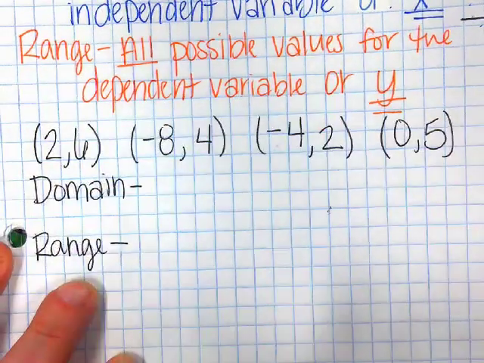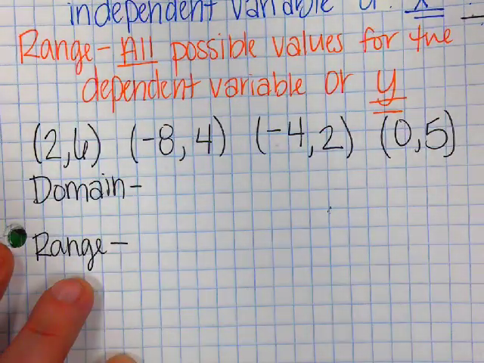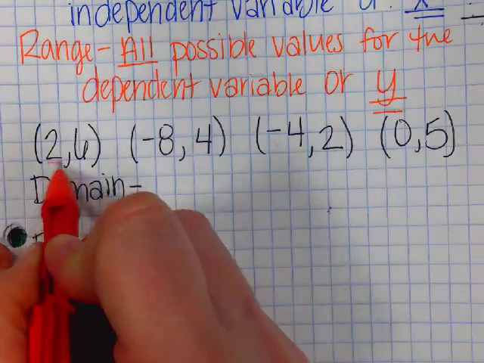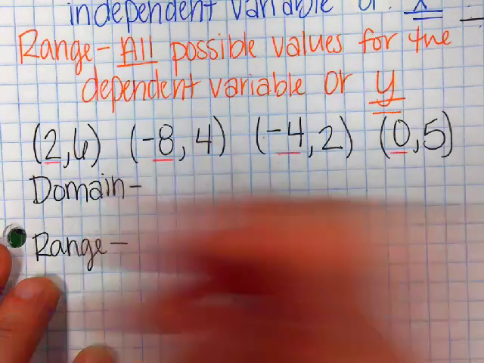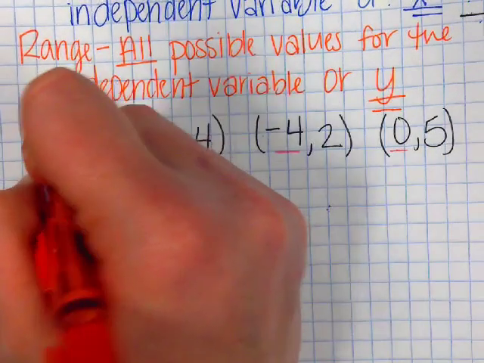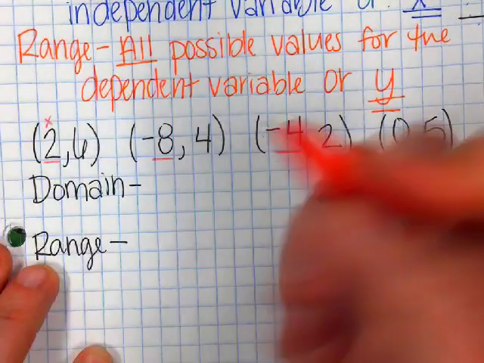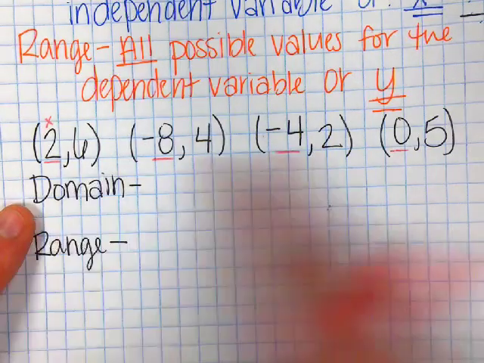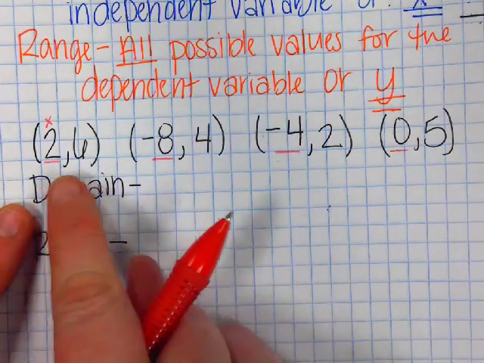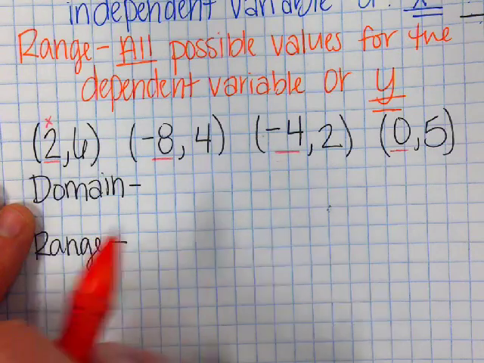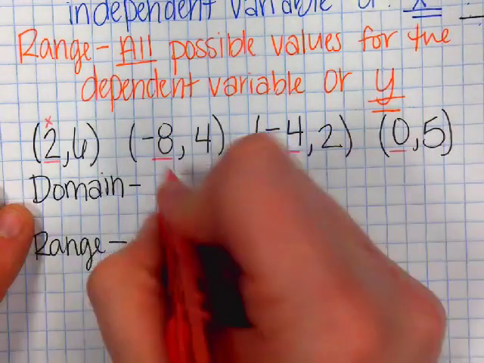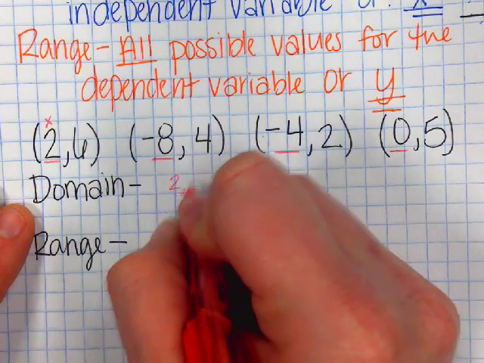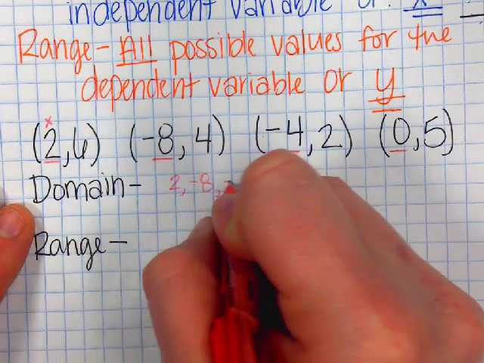So the domain are all x values. So I'm going to go ahead and write them. Think about a coordinate. It's always written as x, comma, y. So domain is talking about every x value you see. And you always want to list them from smallest to largest. I'm going to write them all out in this order first. So it's 2, -8, -4, and 0.